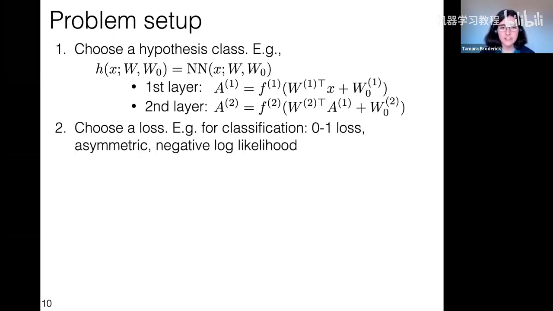And then the next thing we always have to do is choose a loss. For instance, if we were interested in classification, there's a number of losses that we've talked about. We've talked about 0-1 loss, asymmetric loss, and negative log likelihood loss. So there's a lot of choices. We just choose one of those.